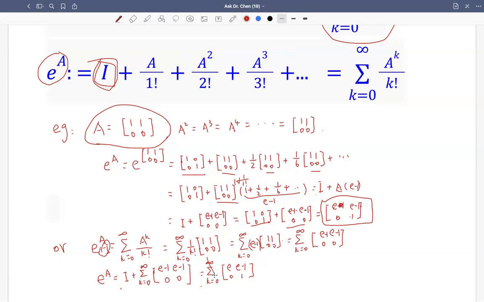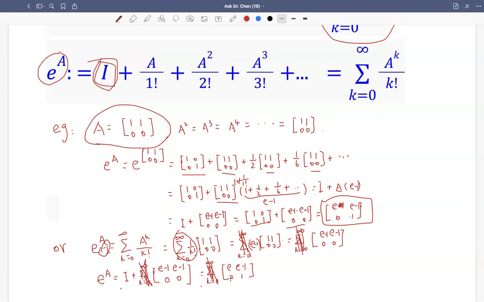Oh, we don't have this anymore. No more such sign anymore, because we already added it here. We already involved the e. So from this moment on, no more e. Because this part is e minus 1. So no more summation sign here. That's a typo.